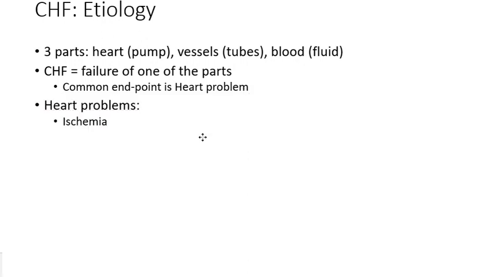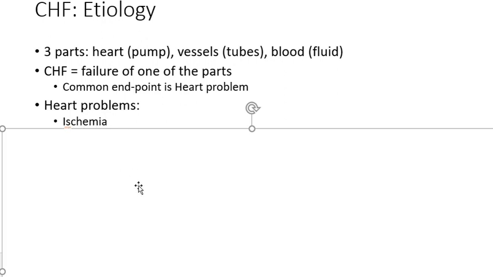Examples of direct heart problems include ischemia to the heart, like a heart attack. Ischemia: isch means poor or decreased, and emia means blood. So decreased blood flow to the heart. When the heart doesn't get enough blood, the vessels of the heart are clogged. We'll get to that in a bit. The vessels of the heart are clogged, the heart isn't getting its nutrition, and it dies off.